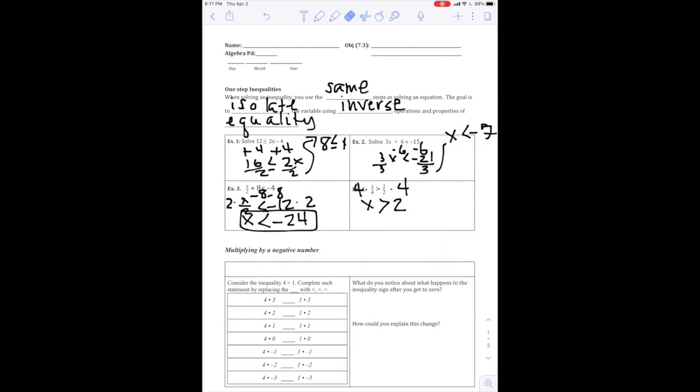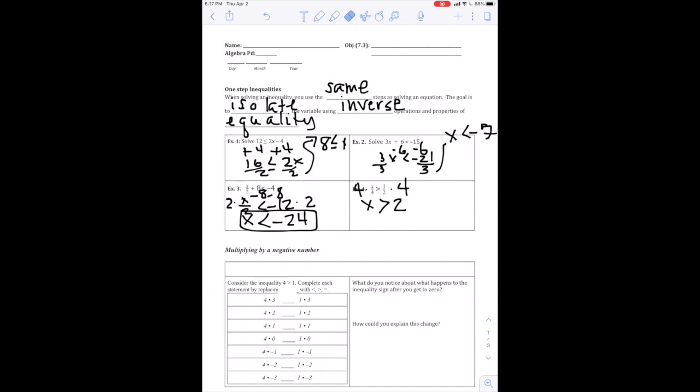Down at the bottom, we're going to look at this chart to see if we can figure out why this next process is necessary. So let's think about this inequality. 4 is greater than 1. True fact. We all can agree on that. So we're going to look at each of the statements below and replace them with either a greater than, less than, or equal sign. So 4 times 3 is 12. 1 times 3 is 3.